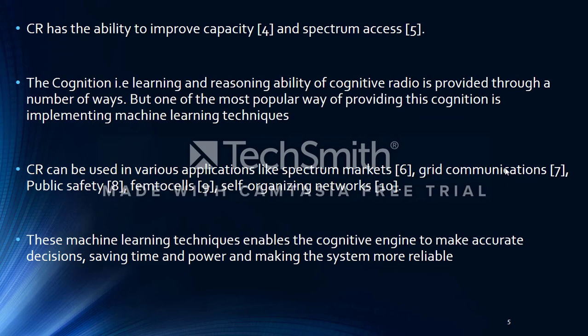Cognitive radio has the ability to improve capacity and spectrum access. The cognition, that is the learning and reasoning ability of cognitive radio, is provided through a number of ways, but one of the most popular is implementing machine learning techniques. Cognitive radio can be used in various applications like spectrum market, grid communication, public safety, femtocell, and self-organizing networks. These machine learning techniques enable a cognitive engine to make accurate decisions, saving time and power and making the system more reliable.